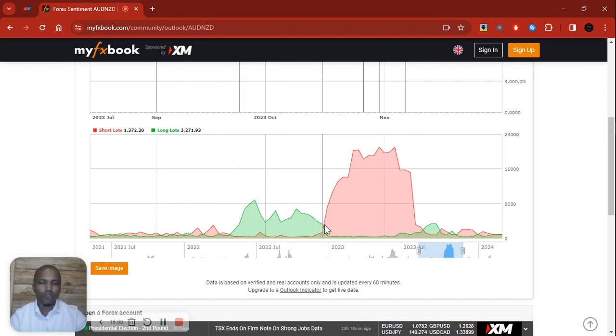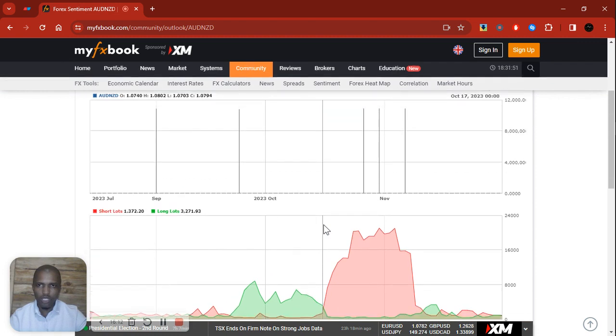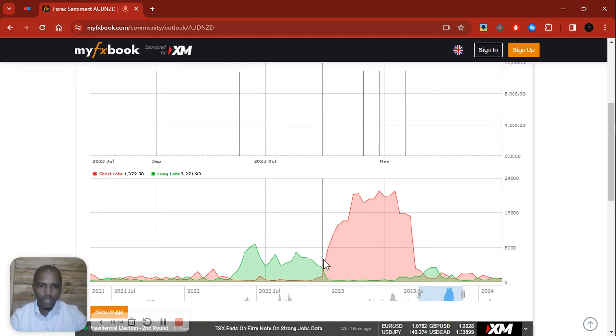So beginning of 2023, as you can see, the red is obviously the sellers and the green is obviously what? The buyers. So around, let's say, beginning of 2023, that is when we had what? To just over July of 2023, we had more sellers than buyers. So that means that AUD, NZD prices should have been going higher because majority was selling. Remember, market will always go in the opposite direction to what the Forex sentiment is telling us.